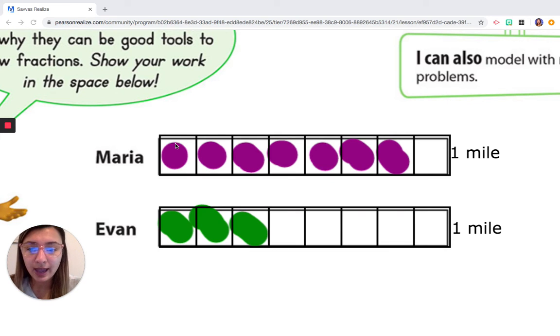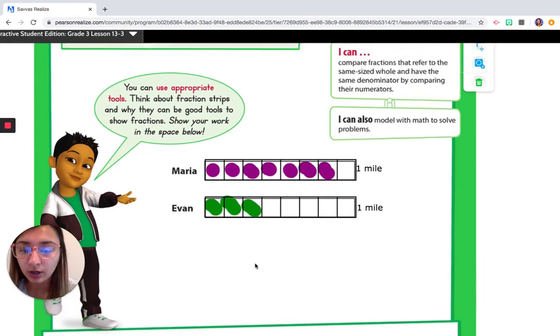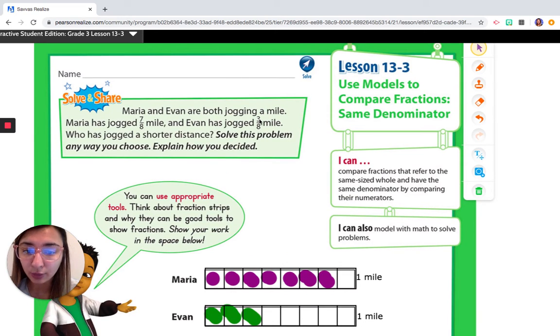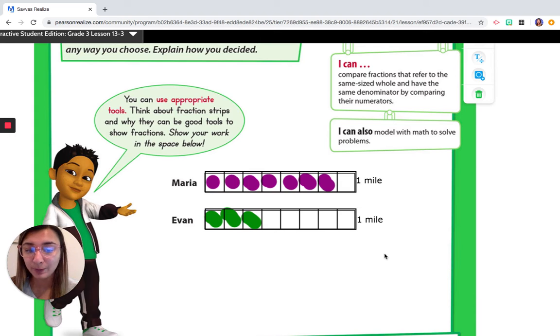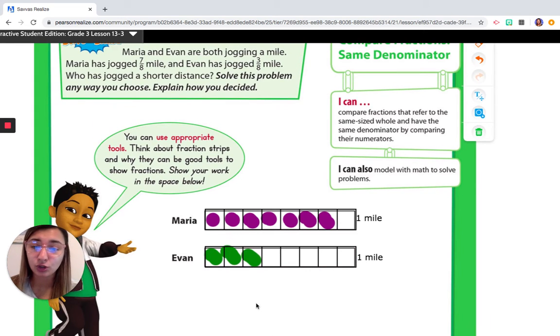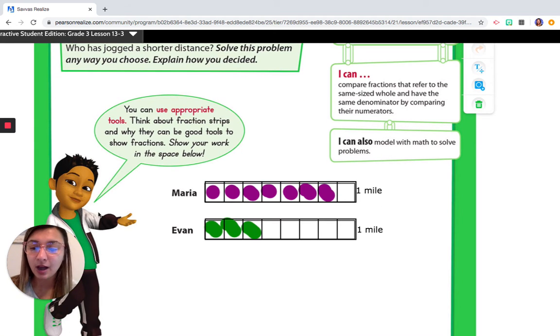So we can see that Maria is way closer to the 1 mile than Evan. So Evan is going to be the one who ran the shorter distance. If we look at our fractions, you can see that 3 is less than 7. Because we have the same denominator, we can look at that, and that gives us the hint as well. But this is just a model to help you. So Evan jogged a shorter distance than Maria. So let's see a couple more examples, and then I'll let you go.